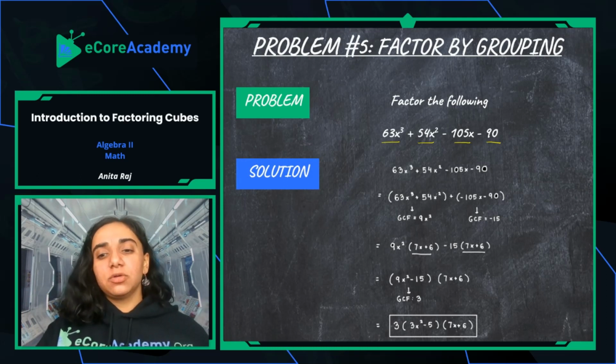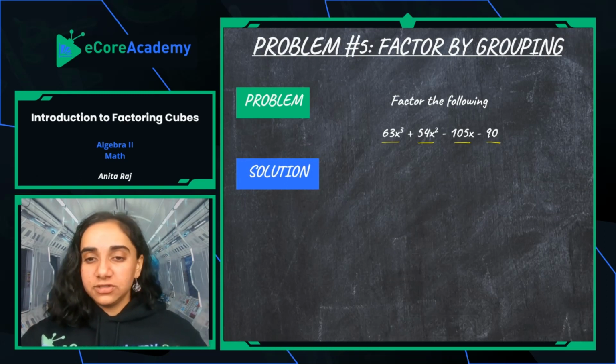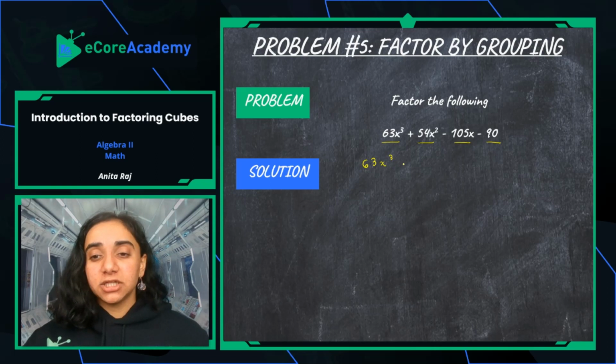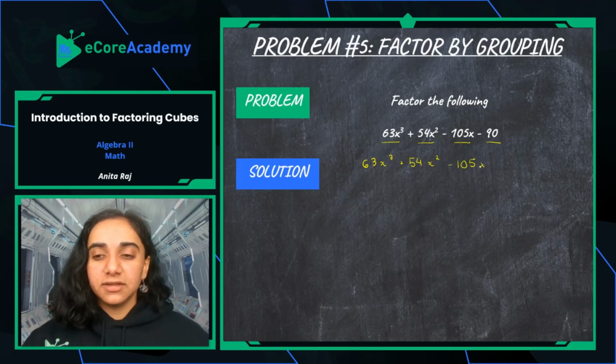All right, so I'm going to run through that again with you. First, I'm going to just rewrite my polynomial. I always do this just so I get a feel of what I'm working with. So 63x cubed plus 54x squared minus 105x minus 90. These are some pretty big numbers, but don't get intimidated.